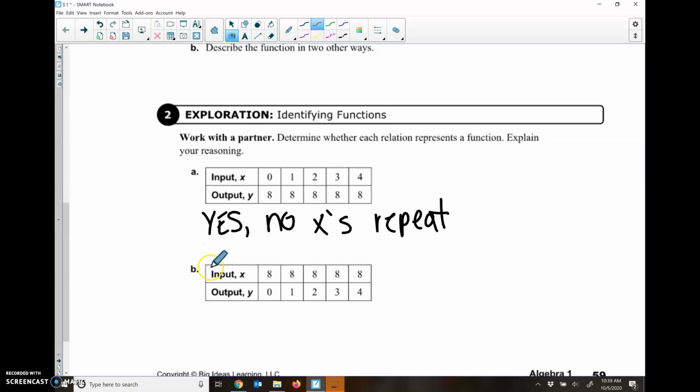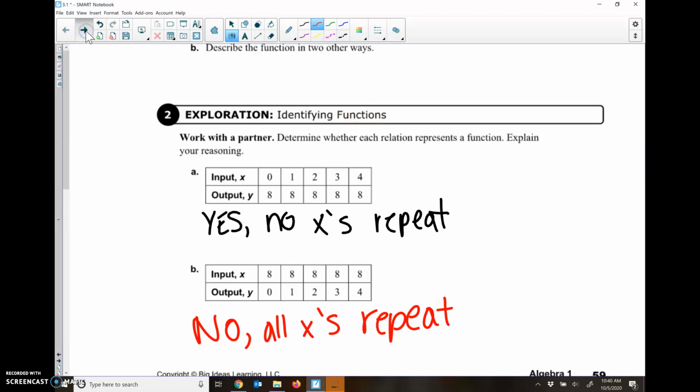If we look at table B, our x's, our inputs, are 8, 8, 8, 8, 8. Well, they're all repeating, so this one is no, it's not a function. All x's repeat. Kind of a backwards way to say it: the first one is a function because none of the x's are repeating, and the second one is not a function because the x's are repeating.